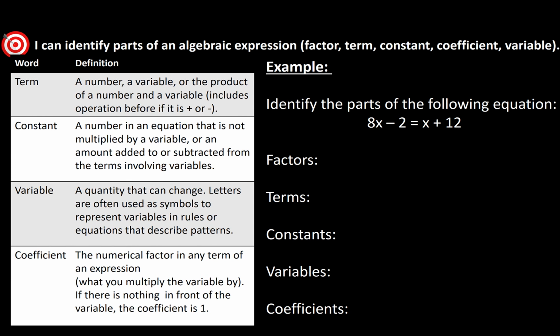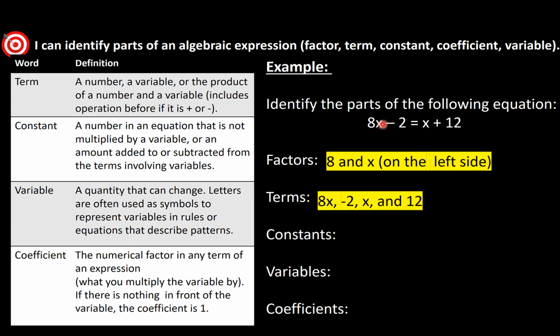So I've left most of the vocab words here so you can follow along with me. But we're going to actually identify the parts of the following equation. I'm going to do this as an example, and then you will get to do the same thing with a new equation after. So the first thing I want to figure out are the factors. And if you remember correctly, factors are what we're multiplying. There's only one place in here we are multiplying things, and it is 8 times x. So 8 and x are going to be our factors.